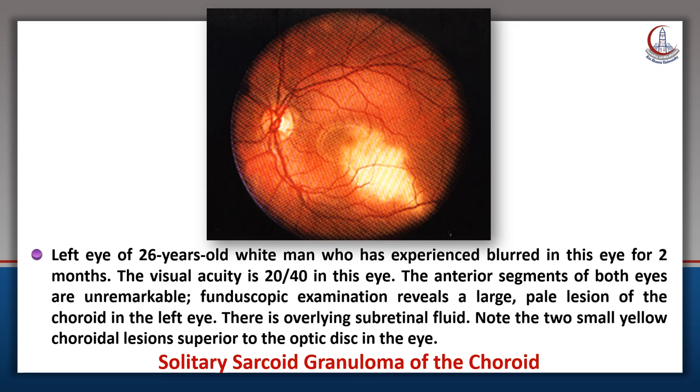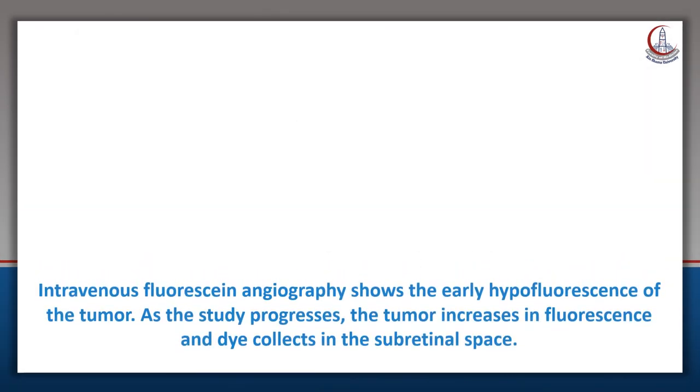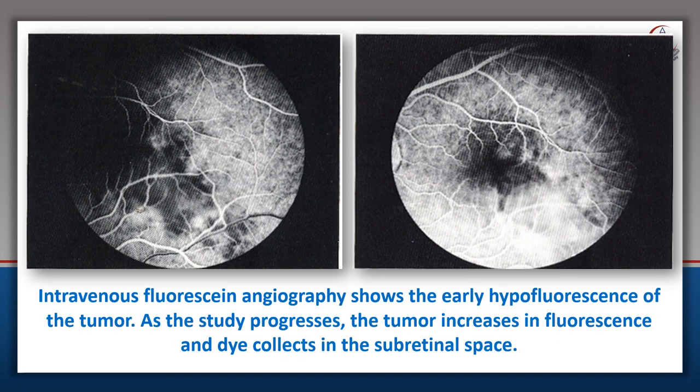Here is a 26-year-old white man who has experienced blurred vision in this eye for 2 months. The visual acuity is 6/12. The anterior segments of both eyes are unremarkable. Fundus examination revealed a large pale lesion of the choroid in the left eye with overlying subretinal fluid, with 2 small yellow choroidal lesions superior to the optic disc. So, a main lesion and 2 small lesions. The investigation showed that this is probably a sarcoid granuloma. Intravenous angiography showed early hypofluorescence of the tumor and then increase in fluorescence as the dye pools.